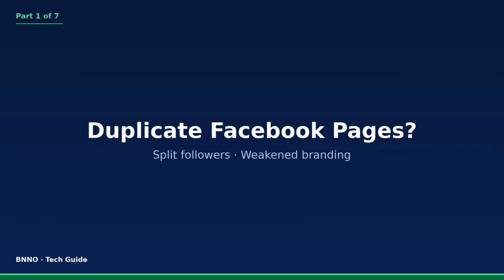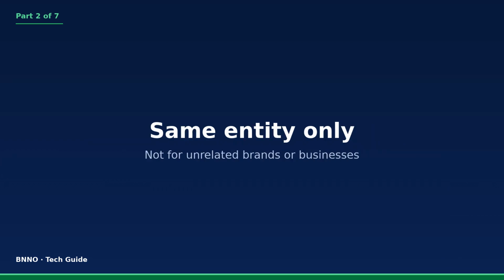If two pages represent the same business, the same creator, or the same organization, Meta lets you request a merge. But not every page qualifies. This guide is for pages that represent the same thing. It is not for combining unrelated brands or businesses into one page. That is not what the merge tool is for, and trying it that way will fail.